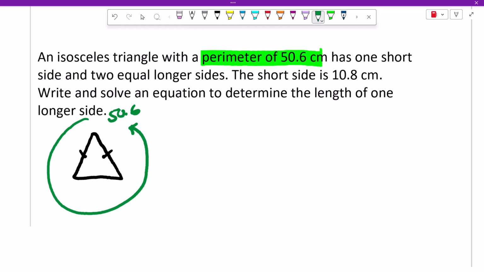Right? It says this triangle has one short side and two long sides. So that means these are the long sides, and this must be the short side. And they said the short side is 10.8. It says, come up with an equation and solve this.